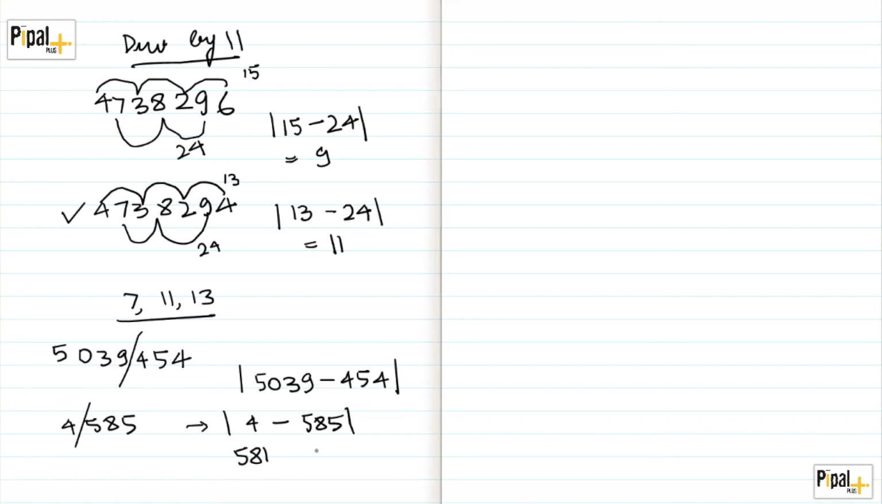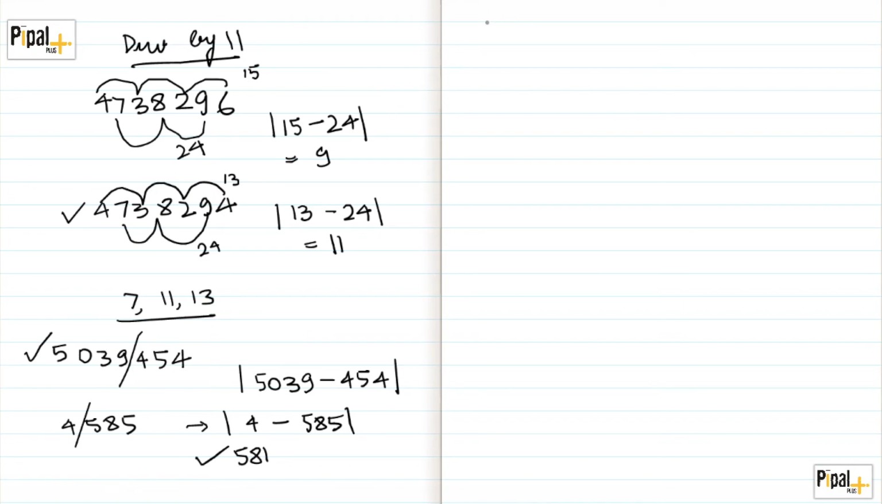So 7 times 8 is 56. There's a remainder 21, 7 3 the 21. So this number is divisible by 7. This implies that this whole number, 5,039,454, is divisible by 7. Same thing I can do for 11 and 13 also.